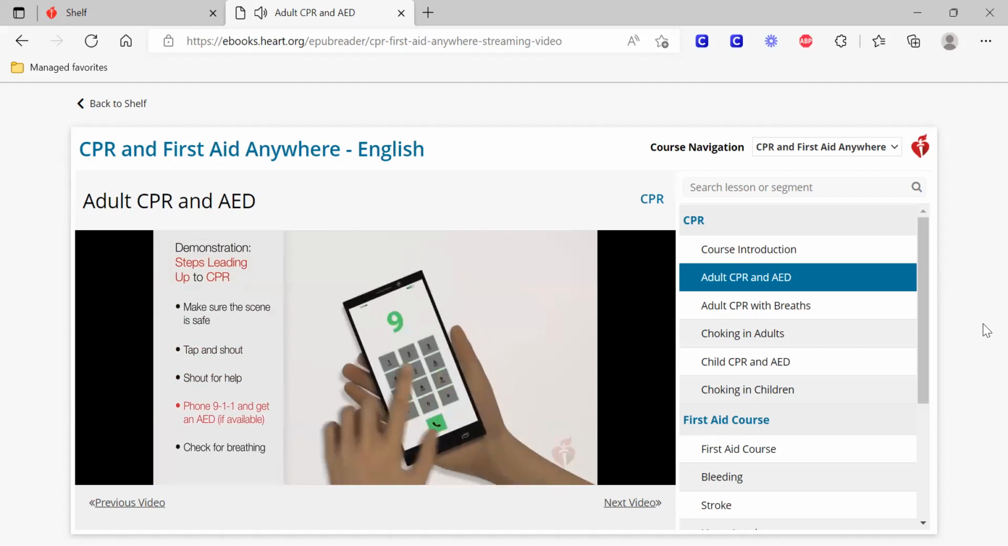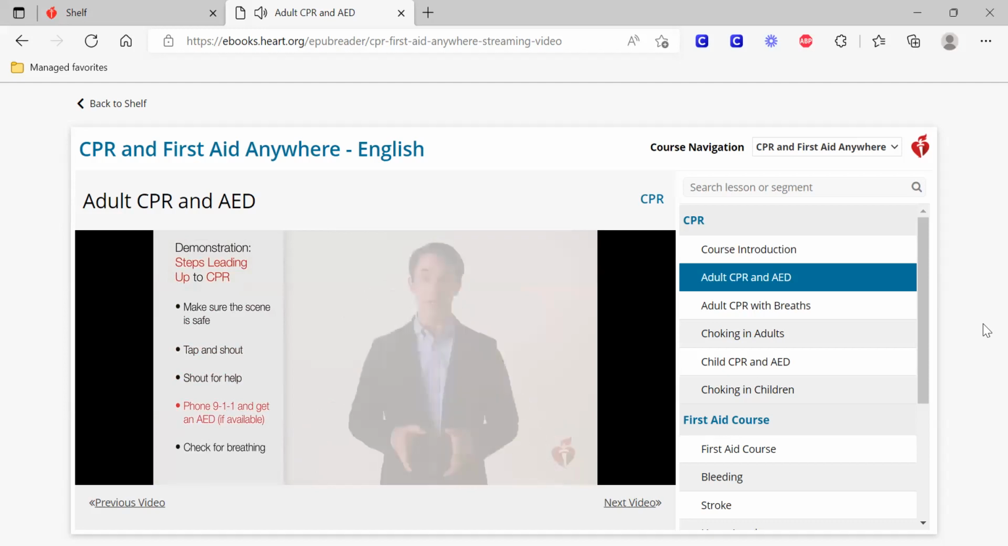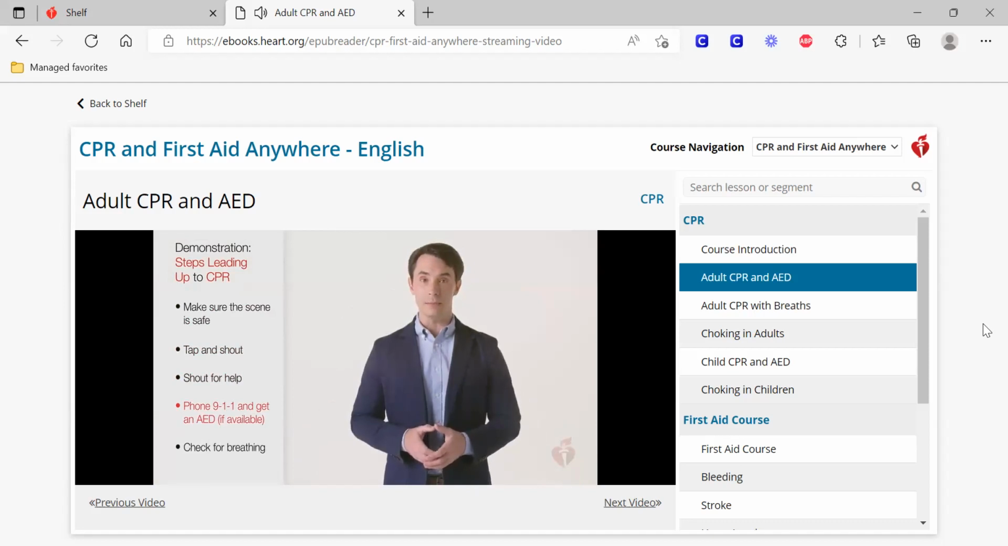If you have a mobile phone with you, phone 911. Use the speaker mode while you talk to the dispatcher so that you can have both hands free to start CPR immediately. If you don't have a mobile phone, leave the person to phone 911 and get an AED yourself.